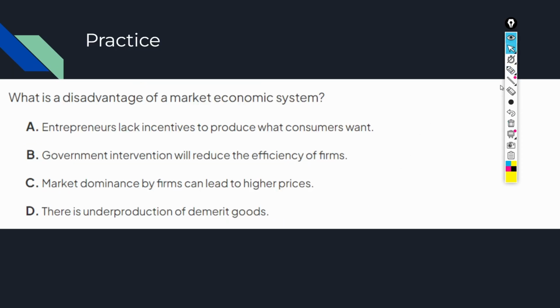So next question is, what is the disadvantage of a market economic system? So what's a market economic system? When it's fully set by firms. And what do we know a disadvantage of that? Since firms want to maximize profit, it will lead to higher cost, hence option C. Option D is obviously wrong since there will be overproduction of tobacco and alcohol. And in a market economy, there is no intervention of government, so it cannot be that. And entrepreneurs will have the incentive to produce what customers want since they want to make more profit, so it cannot be option A. So it's option C.